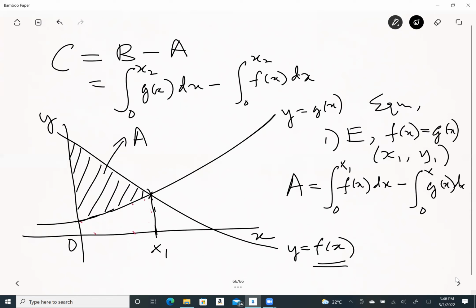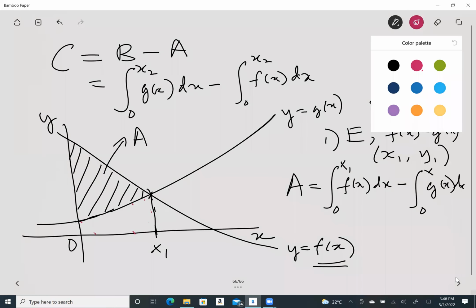Okay, so here we're talking only about the integral. Of course, you can relate it to the area. The area will be the integral. So A is the area under F, and then you subtract the area under G from 0 to x1. Okay, any question? All right, so I'll give you another one.